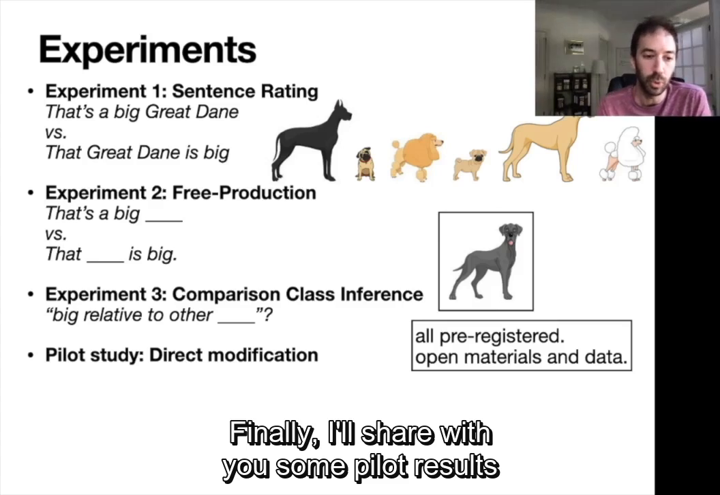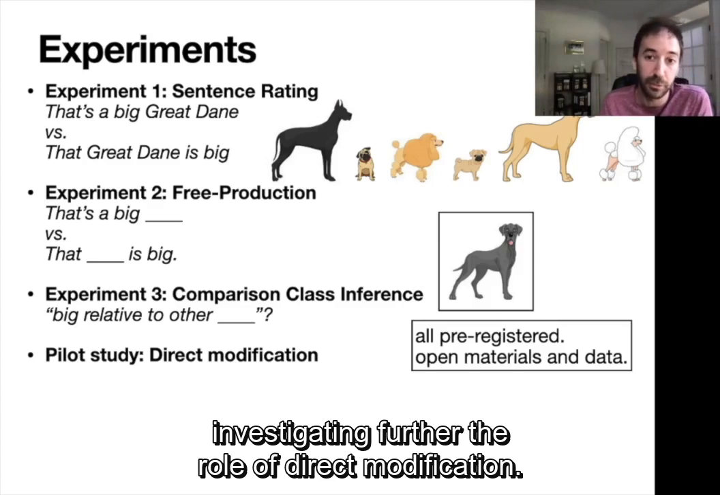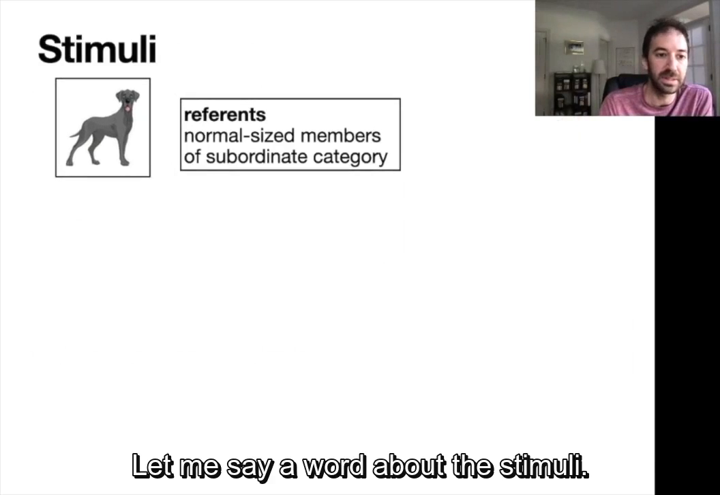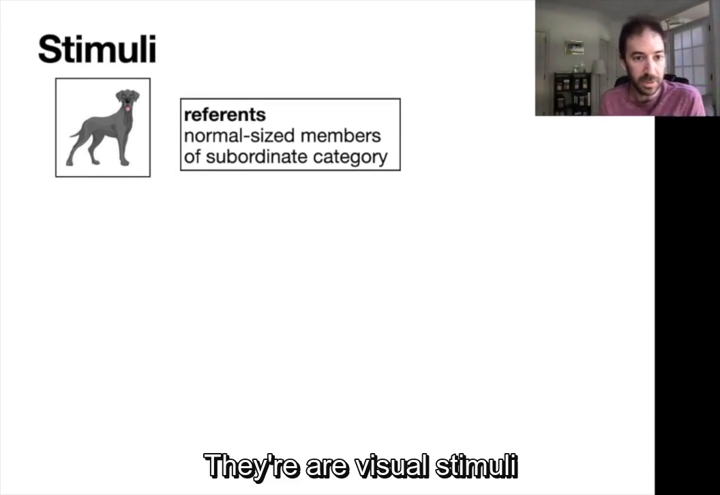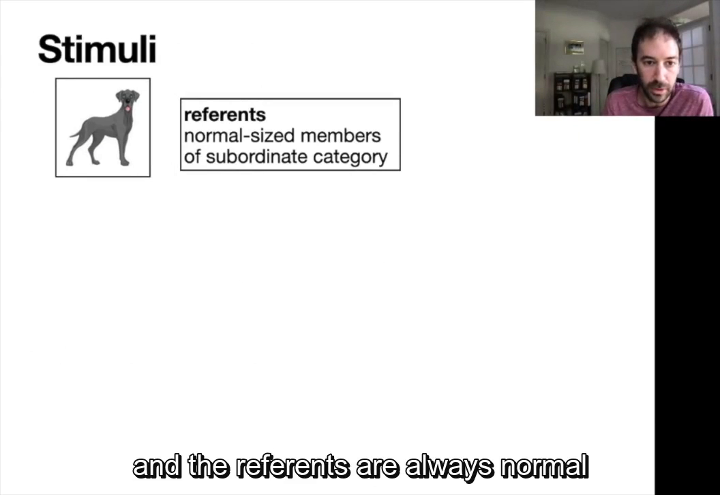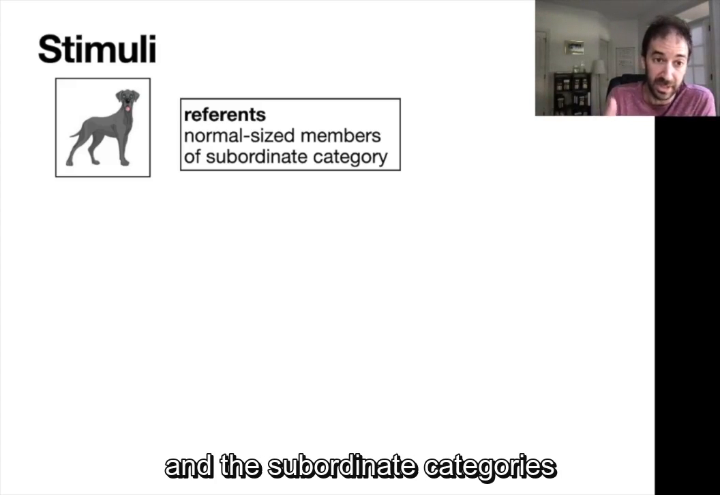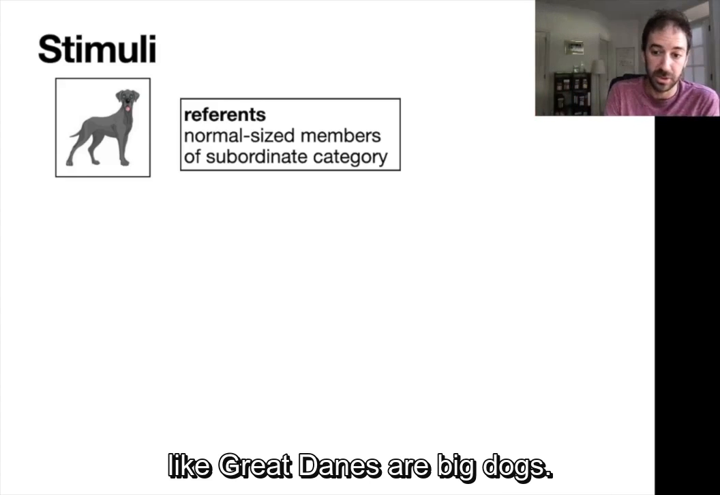Finally, I'll share with you some pilot results we have from an experiment investigating further the role of direct modification. Let me say a word about the stimuli. There are visual stimuli, and the referents are always normal or typically sized members of subordinate categories. And the subordinate categories are these sort of extreme subordinate categories, like Great Danes are big dogs.